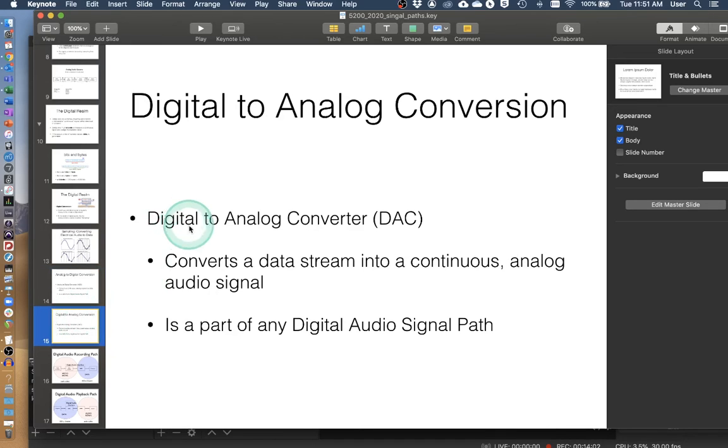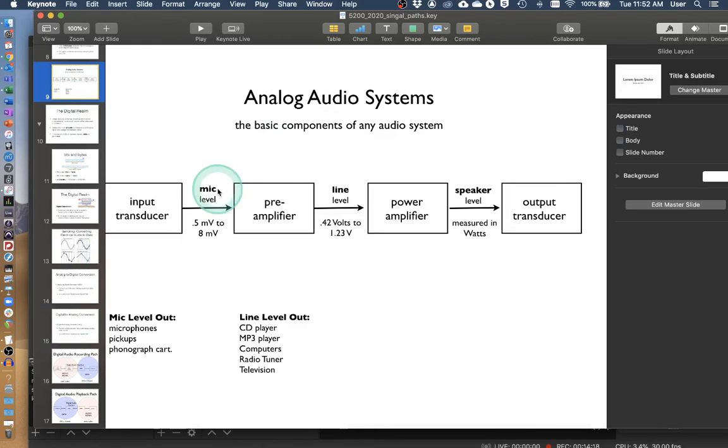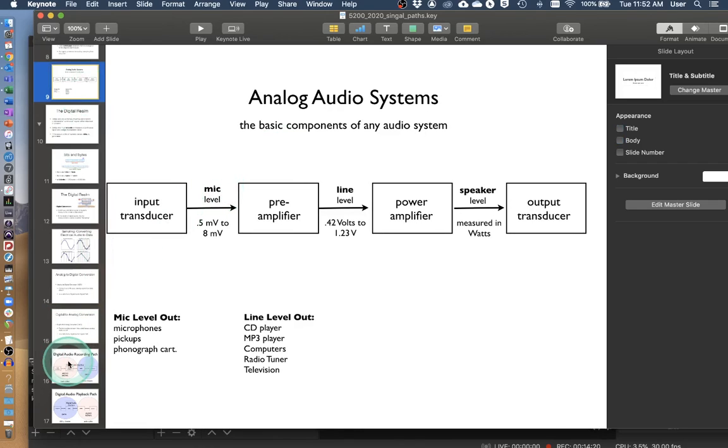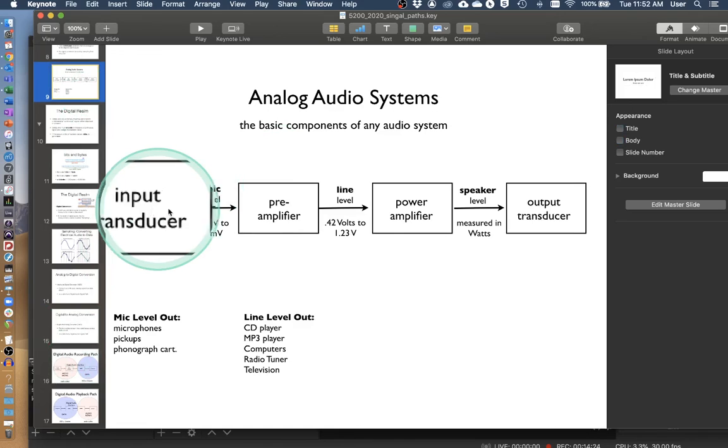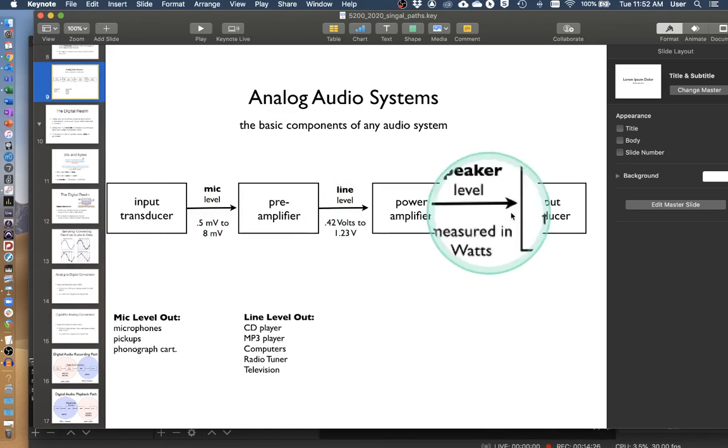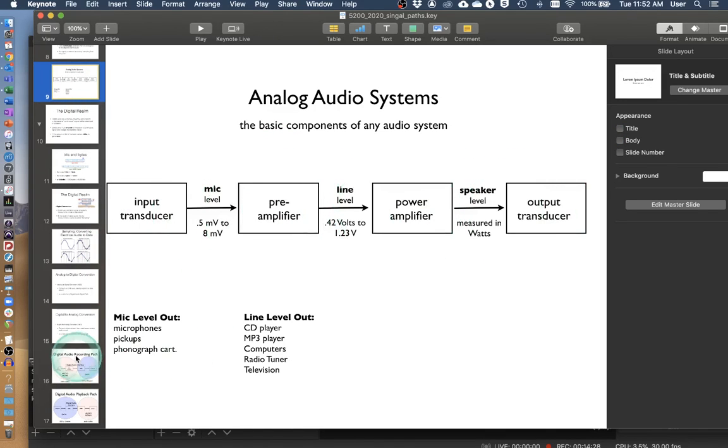The other way, digital to analog conversion, is to get audio out of the computer from digital to analog. It converts a data stream into a continuous analog audio signal. And this is a part of any digital audio signal path. And so whereas before we had this analog audio system model, we can now look at it in a digital realm. And notice how these elements are still in this flow.